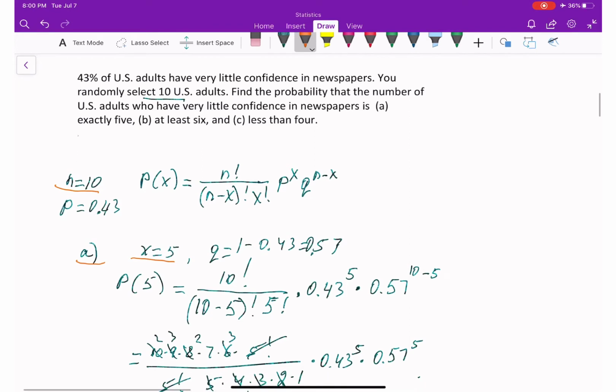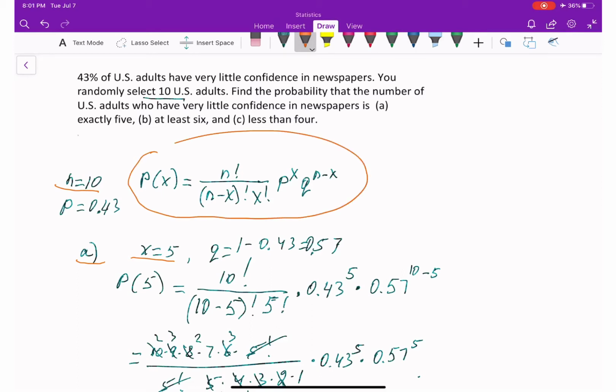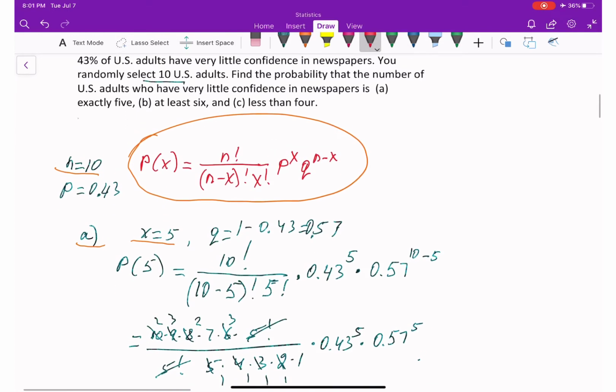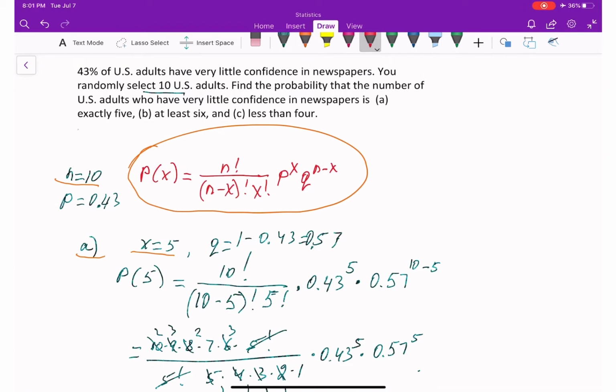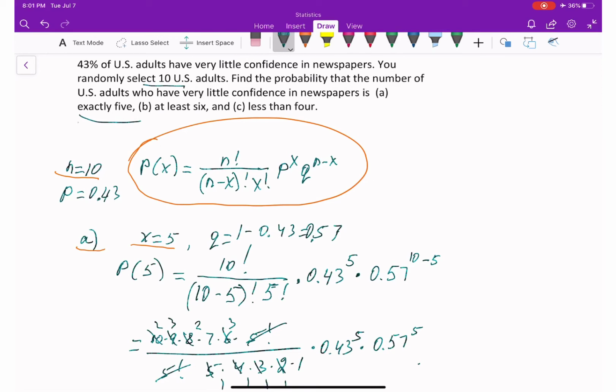We'll do it. So first of all, for probability distribution, this is the formula. Okay, I can even make this red color so it would strike your eye, so you won't forget. There we go. So now we need to find for A that we have exactly 5 people who have very little confidence in newspaper. If we have 5, so what do we need? We need to know N, we need to know X, and we need to know P and Q.